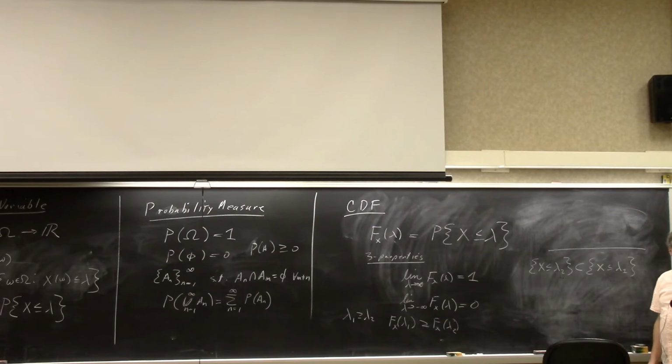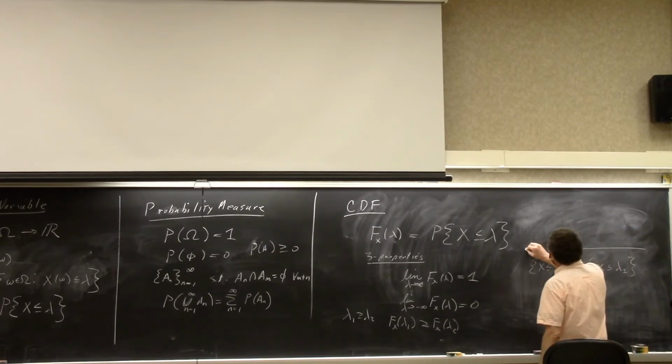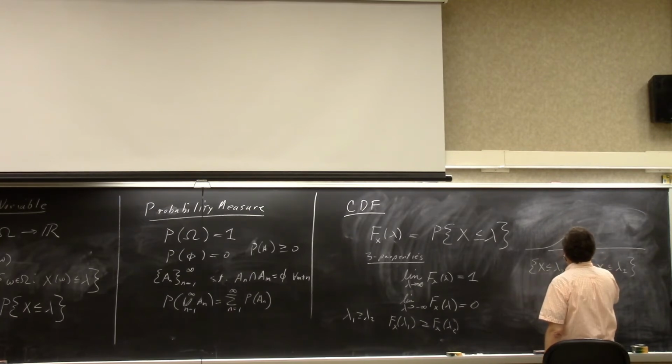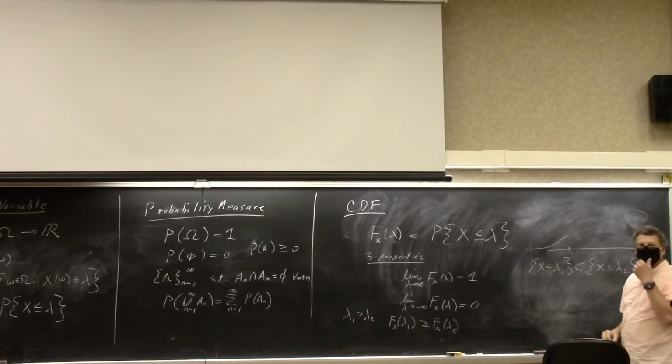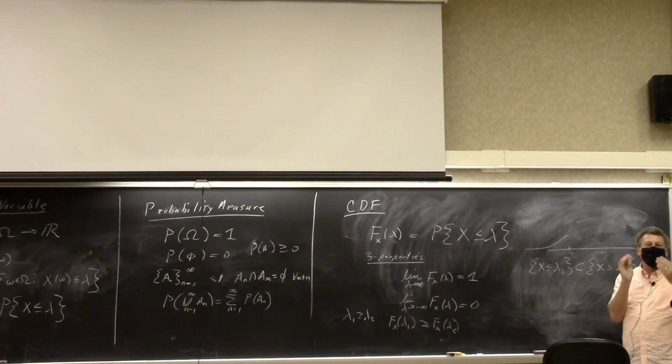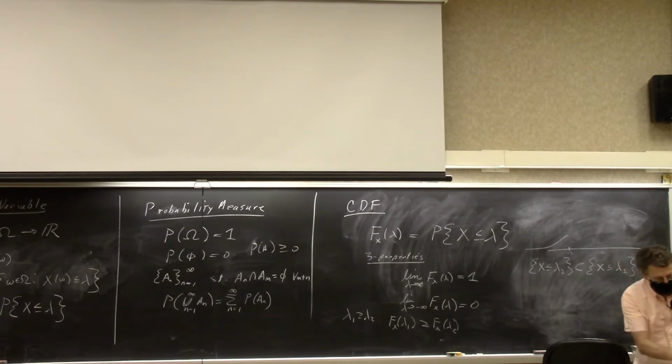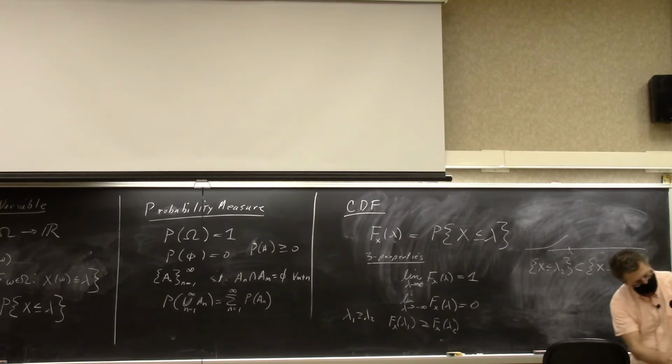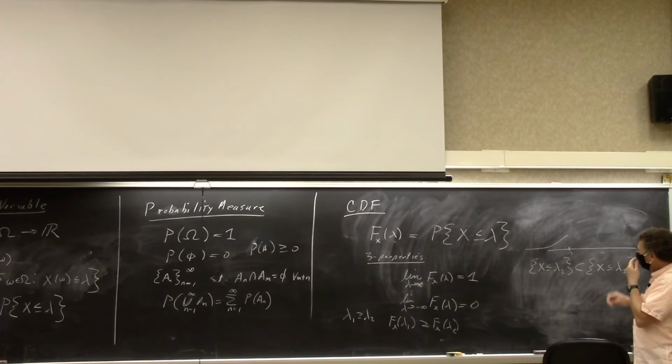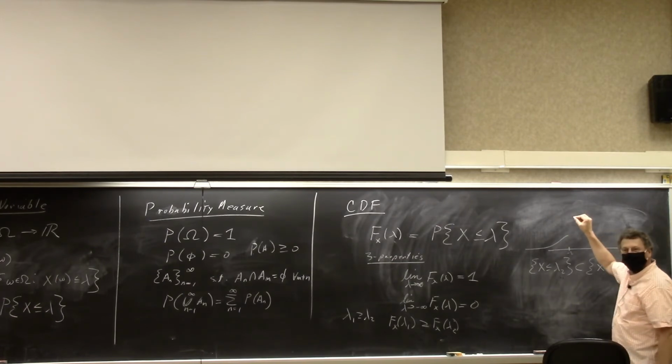Okay, so this is monotone increasing, but what can happen is that, let's say this is -2, and at -2 there's some probability, say 10%, that the random variable is going to equal -2. So it's a discrete probability that it's going to be equal to -2. What ends up happening is that over here, you're going to have a jump.